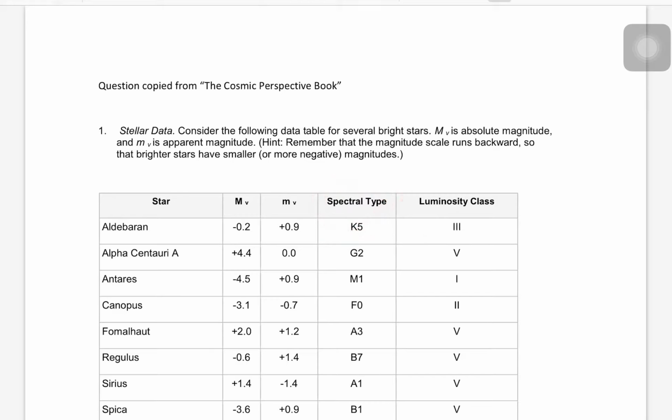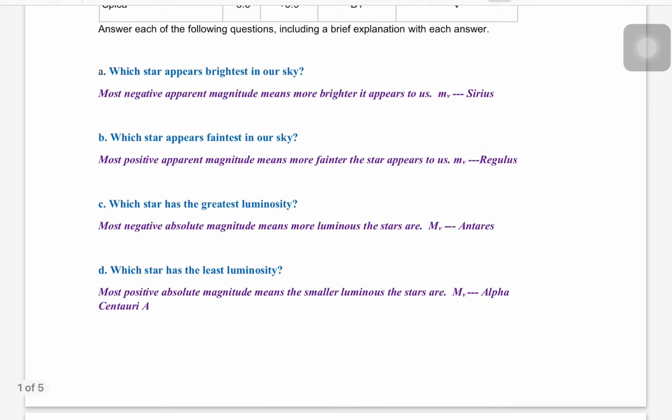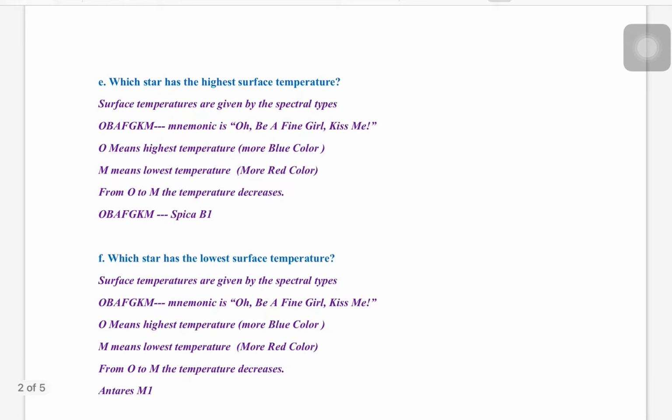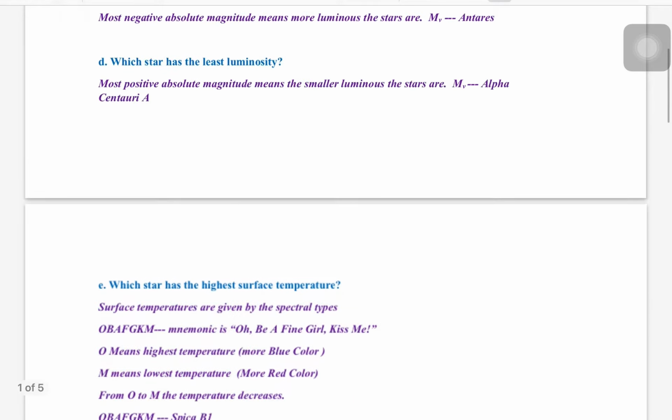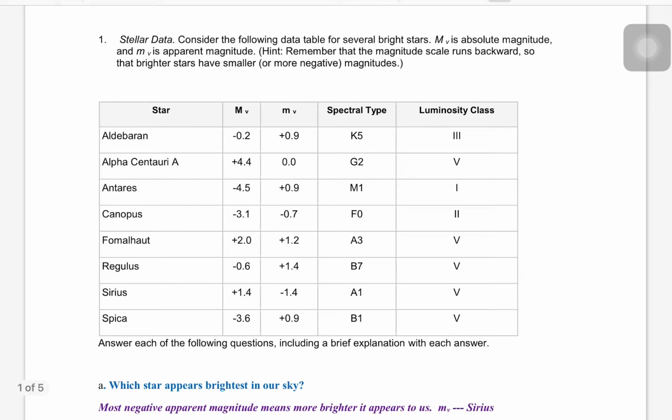From all this information, from all this table, we need to answer many questions. For example, which star appears brightest? Which star appears faintest? What are the main sequence stars? What is the temperature? Which star has the longest lifetime? Which star has the shortest lifetime? Which star has burned their fuel? So we can answer all these questions just from this information.